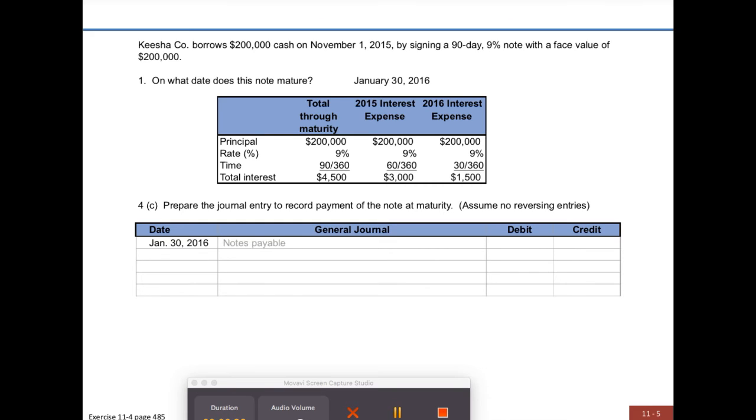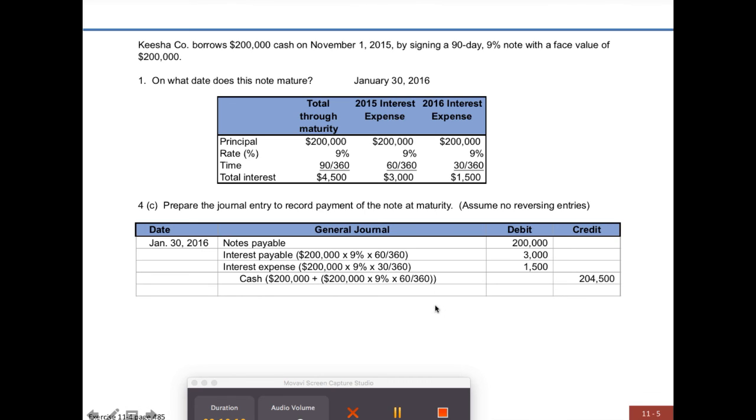All right, so now, as of the maturity date, we want to kill the whole liability. So that's going to be the $200,000. And then, like I said before, instead of recognizing more interest expense associated with the amounts we already recognized last year, the debit portion of that will just be showing us eliminating the interest payable. We still have a little bit of interest expense to recognize, the portion attributable to this year, which is the $1,500. And when you group all of that together, of course, that's the amount of cash that we need to pay out.